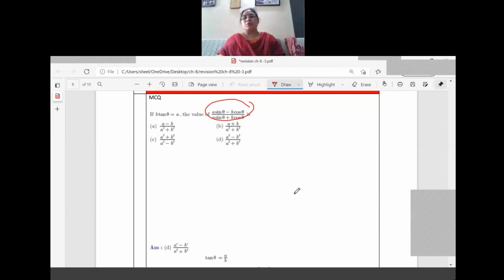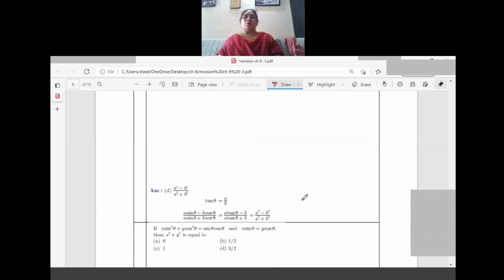B tan theta equal to a, then find the value of this one, that is the value equal to a square minus b square by a square plus b square. So tan theta we have calculated, and we have divided with cos theta on both sides, numerator and denominator. So the expression became a tan theta minus b by a tan theta plus b. After substitution and simplification, you will get the answer.